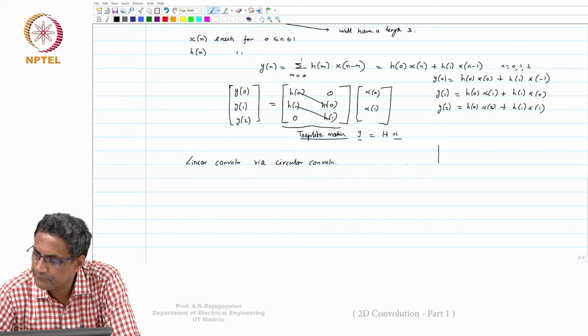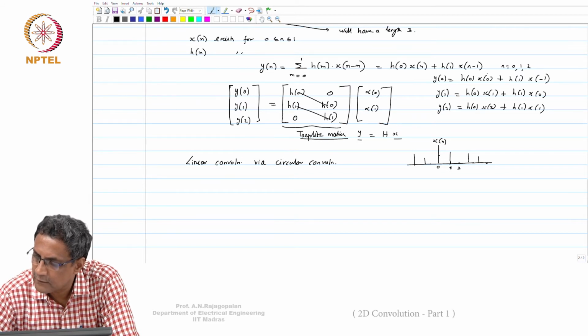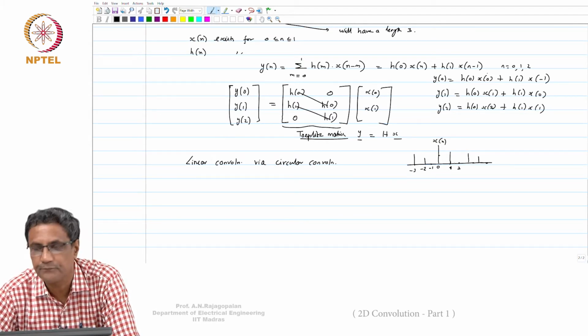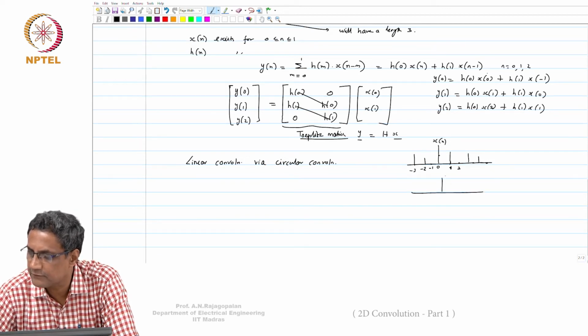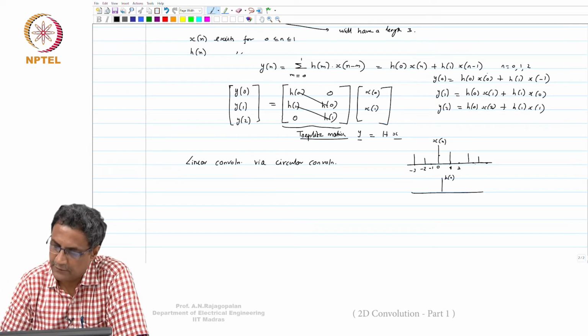So what will you do now? You will take x[n]. I had said that it exists at 0, it exists at 1, and now we will say that at 2 it is 0, and then we again repeat it. It goes on, and similarly from the left, minus 1, minus 2, minus 3, and it goes on. So this is like x0, x1, 0, x0, x1, 0, x0, x1, 0, and so on. Similarly, h[n] will also have something like that. The values will be different, of course.